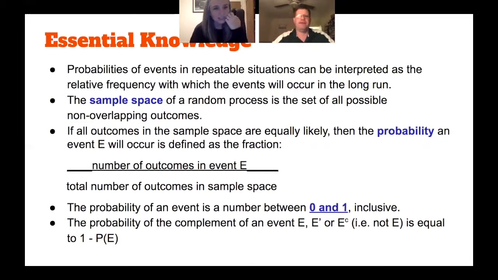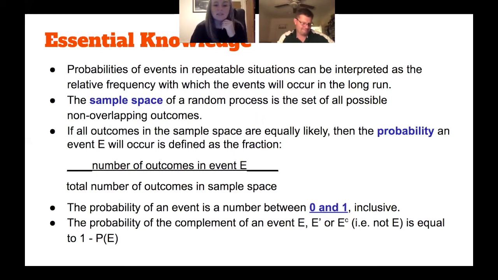The sample space of a random process is the set of all possible non-overlapping outcomes. I don't know how to Mr. Bobby Eyes this, but it's all the things that can happen, I guess. It's just random. Everything that could possibly happen on whatever it is we're talking about. All the possible ways things could fall. So if I'm doing a deck of cards and I'm going to pick a card out, there's 52 different cards. That's my sample space. All the ways things could happen.